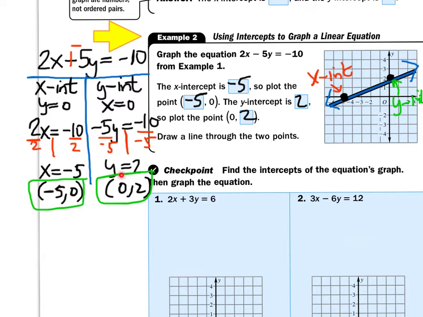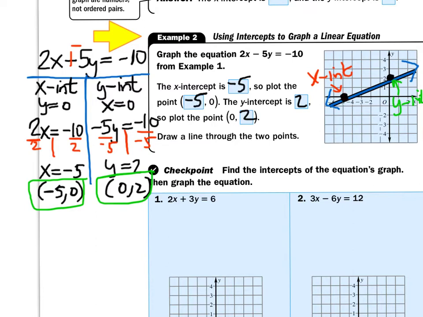And when we find the y-intercept, y equals 2, we would write it as (0, 2). So the y always goes second. All right, and now I just have to graph those points. So look over at the graph. When I'm graphing the x-intercept, start at the origin. The negative 5 tells me to go to the left to negative 5, and the 0 says don't go up or down, so just put a dot here.